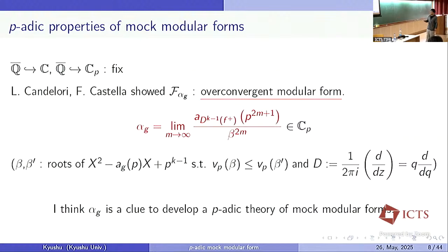And it is known that this p-adic number alpha Z is given by this p-adic limit, where beta and beta prime are the roots of the Hecke polynomial of Z, and capital D is the Euler differential operator. And I think this alpha Z is a clue to develop a p-adic theory of mock modular forms. Therefore, I investigate this p-adic number alpha Z.